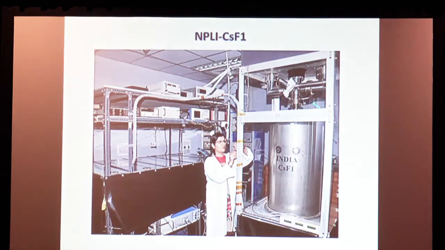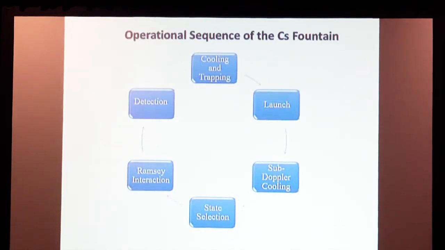So finally, this is how the cesium fountain in NPL looks. This is the physics package. The atoms are cooled down somewhere here. They're launched through this about 1 meter high and so on. And this is where the optics is and all the rest of the electronics.